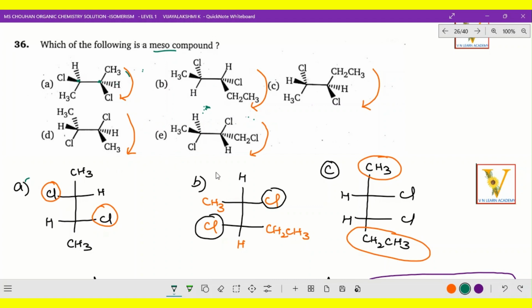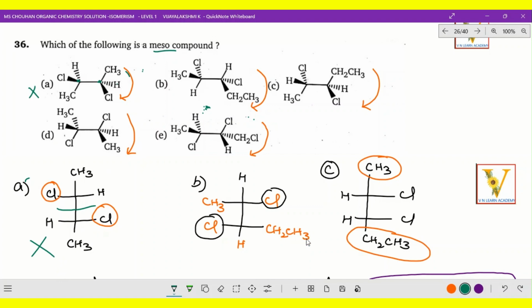The same way we are checking the other options also. Okay, so is this meso? Meso means there has to be a plane of symmetry, POS, or center of symmetry, COS, present when you cut that molecule. You have to get POS, COS. But here there is no POS, COS. That means this will not be the correct option. A is not the correct option.